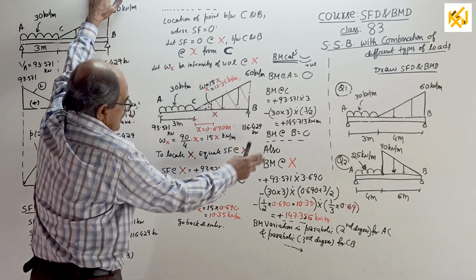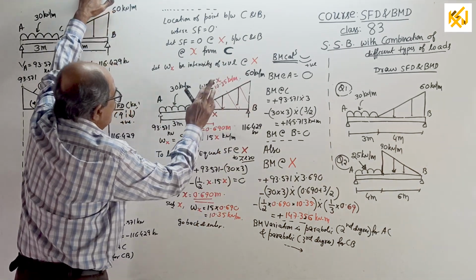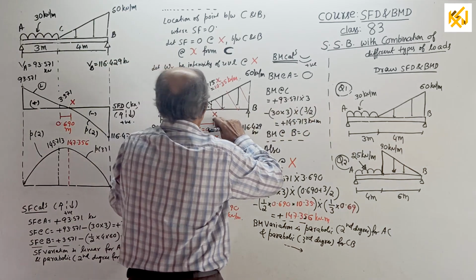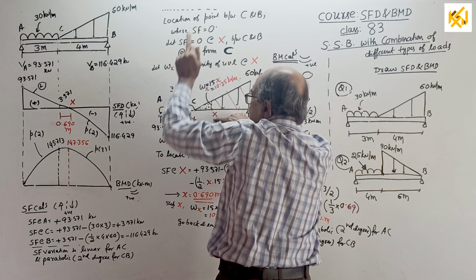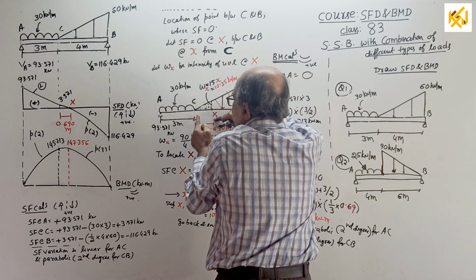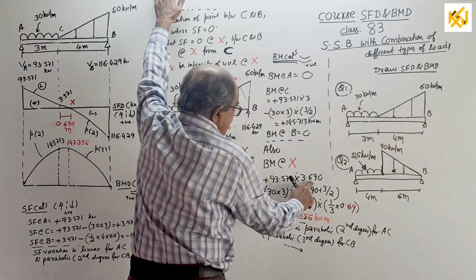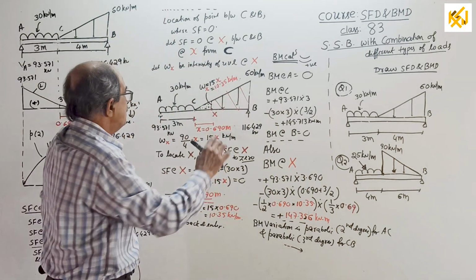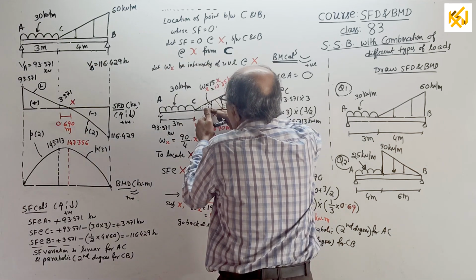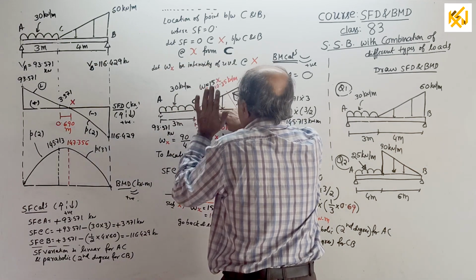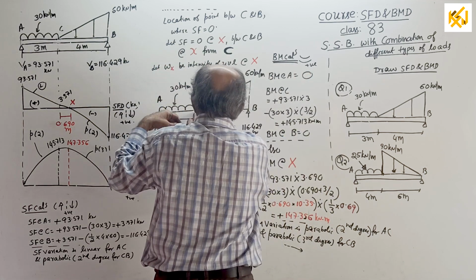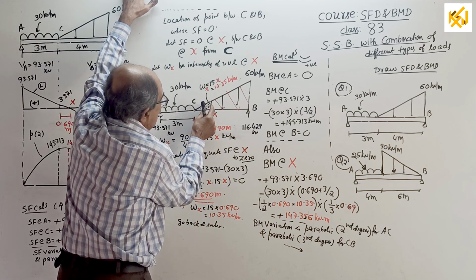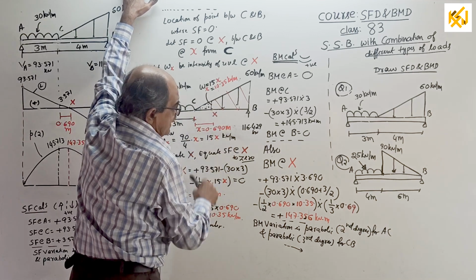Okay, start now. What happened now? All over now. Lastly, BM at X. Look this side, don't look that side. If you look this side, plus 93.571 into 0.69 plus 3, I wrote 3.69, minus 30 into 3, the total load, moment about this point, into 0.69 plus half of 3. Lastly minus half into 0.69 into 10.35, the total load, it will pass here, into 1/3 of 0.69. You get the BM.